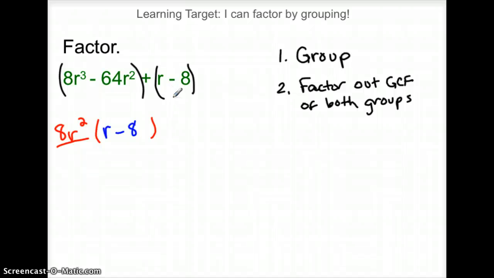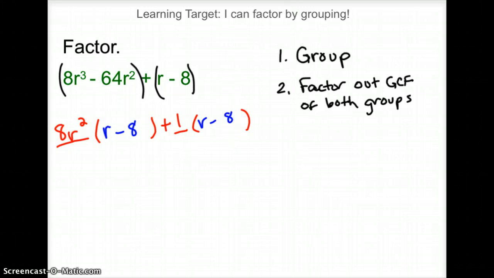Now, I look at this second group and I want to do the same thing. What can I take away from r and 8? Well, shoot, there's not a number that divides them other than 1, and both of them don't have an r. So if a 1's all they share, that's all they've got. So put a 1 out there. And that 1 isn't going to change the r minus 8. Divide anything by 1, it stays itself.